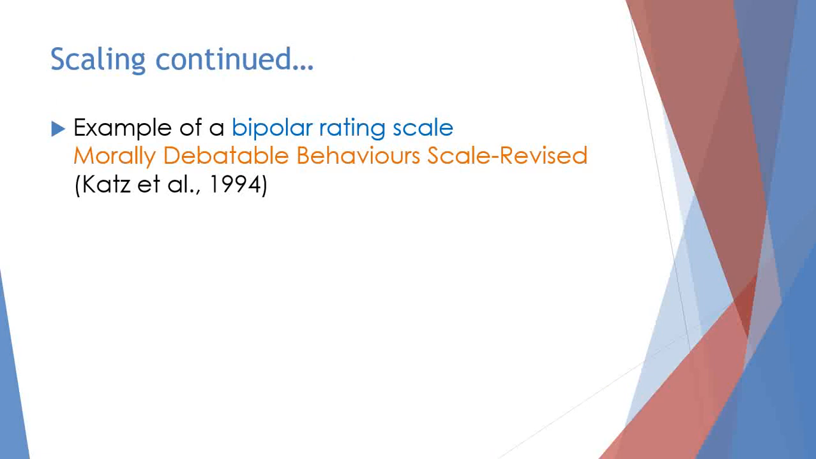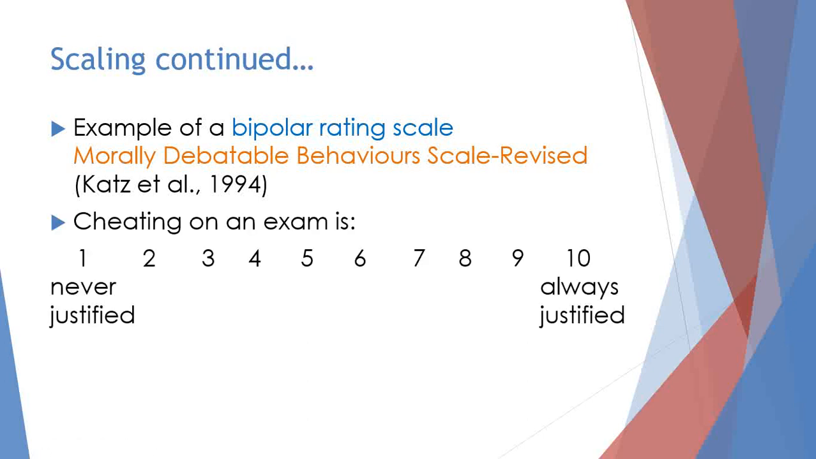An example of a bipolar rating scale, and this one comes from the Morally Debatable Behaviour Scale revised by Katz. It has no relation to the bipolar condition. It just means that there are two continuums. So cheating on an exam is never justified all the way through to always justified. Now we don't have any labels here. It's just a numerical scale. So that's a bipolar rating scale.